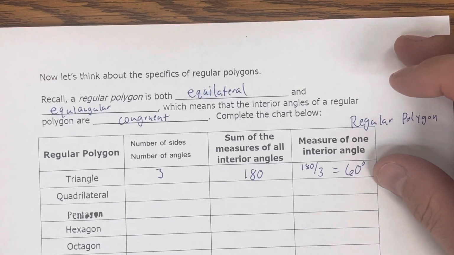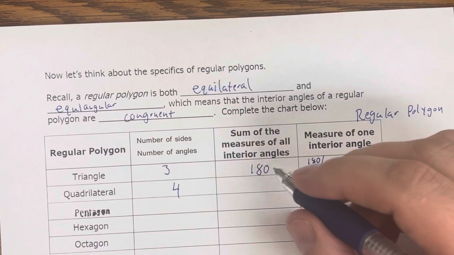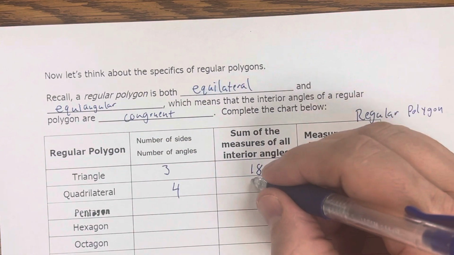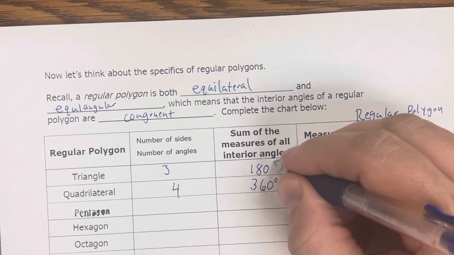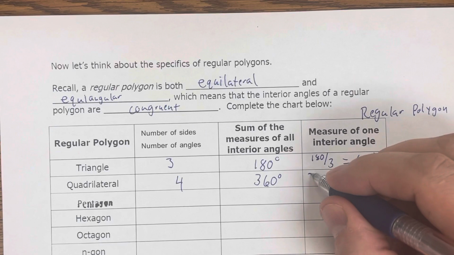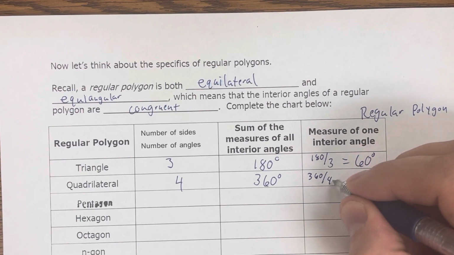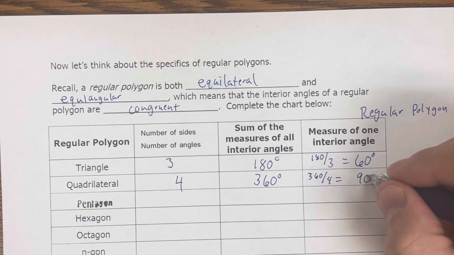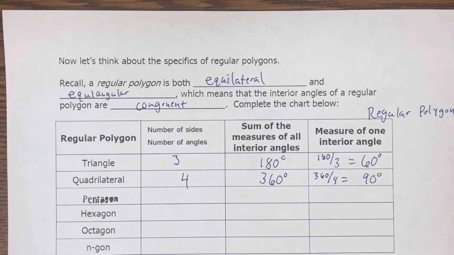So for our quadrilateral, 4-sided figure, if its sum of interior angles is 360, hopefully we know that one as well. So for me to find the angle measure of a regular quadrilateral, which is a square, we would take 360 divided by 4, which is 90 degrees. So we might have known that one too.